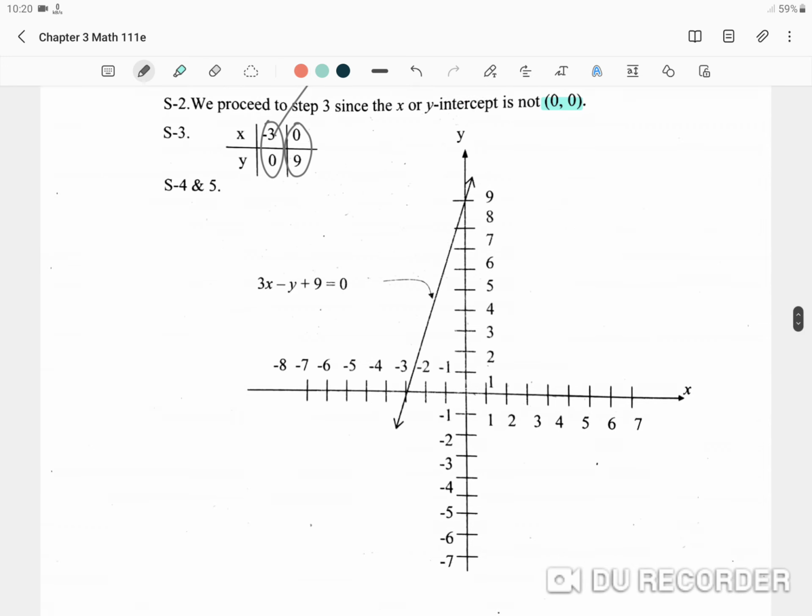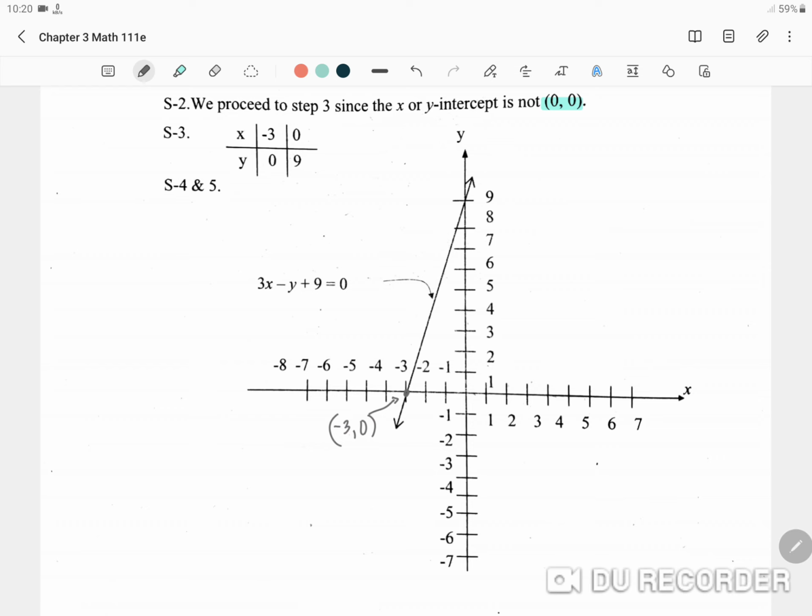Okay? So, let us try to plot itong negative 3 and 0. So, negative 3 and 0. Negative 3 yung x natin, ito, negative 3. Tapos, yung y natin 0. So, basically, dito yung point natin. Yan. Okay? That is our negative 3 and 0. Yan. Yung point na yan.